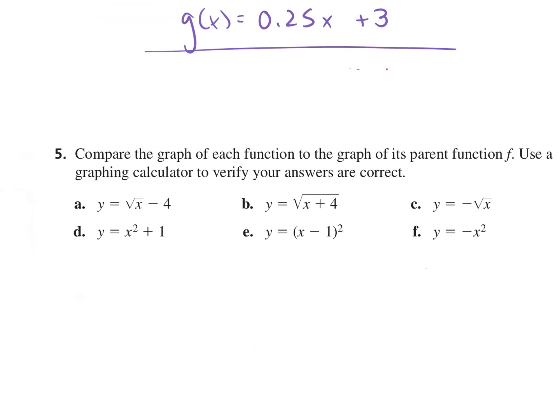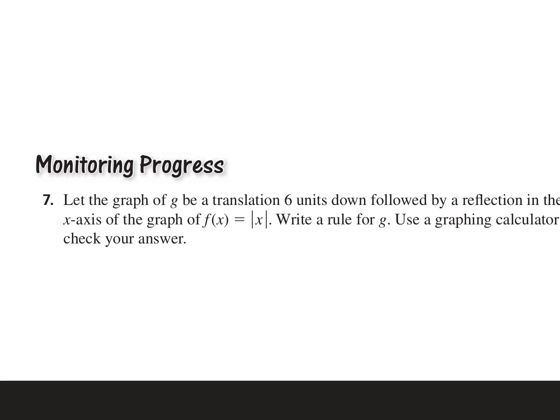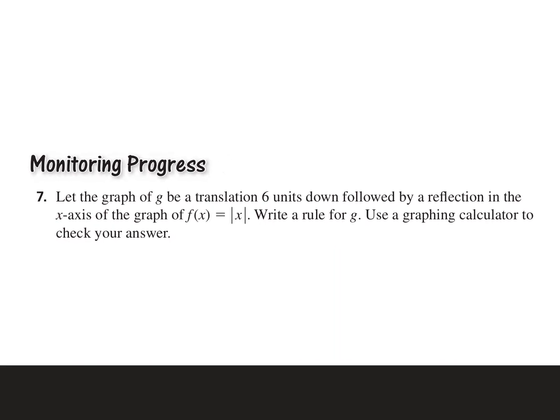All right, we're going to skip 5. We'll come back to it, but let's take a look at 7 at the bottom. It says, let the graph of g be a translation 6 units down, followed by a reflection in the x-axis of the graph f of x equal to the absolute value of x. Write a rule for g. So what do I apply first? 6 units down. Am I adding or subtracting? I subtract 6 on the inside or outside? Outside. So I would take that absolute value of x and just subtract 6.